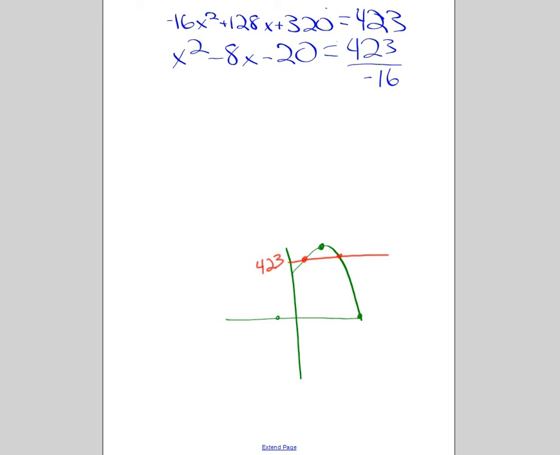Yeah, let's see if we can make this work. Because otherwise we need to do like the quadratic formula, and those numbers are monsters. So this one we said factors to x minus 10, x plus 2, equals this horrible number. I hope this is right.